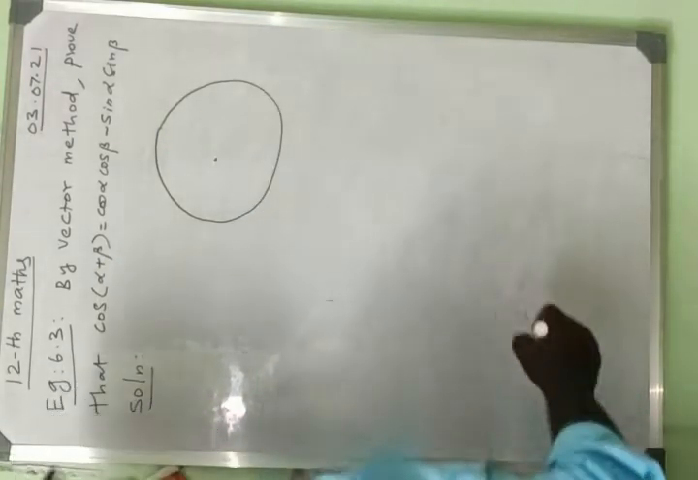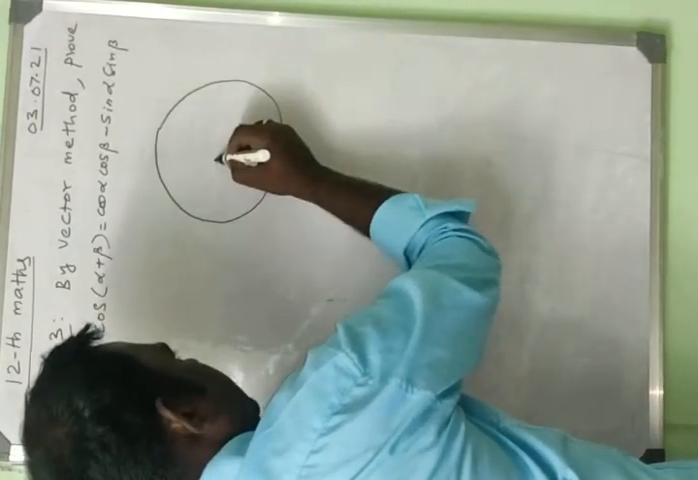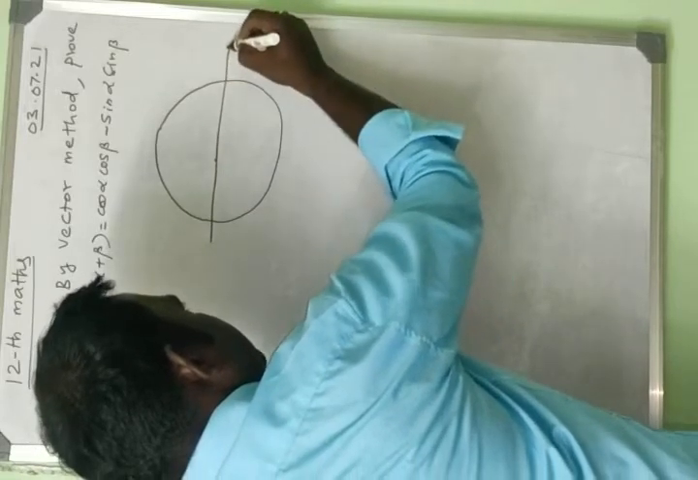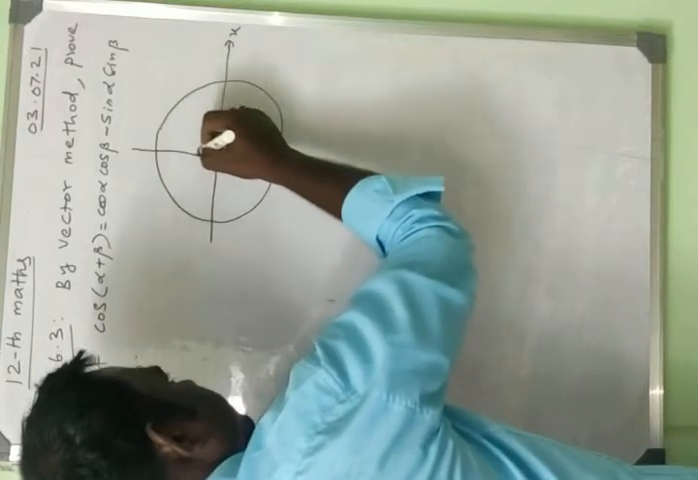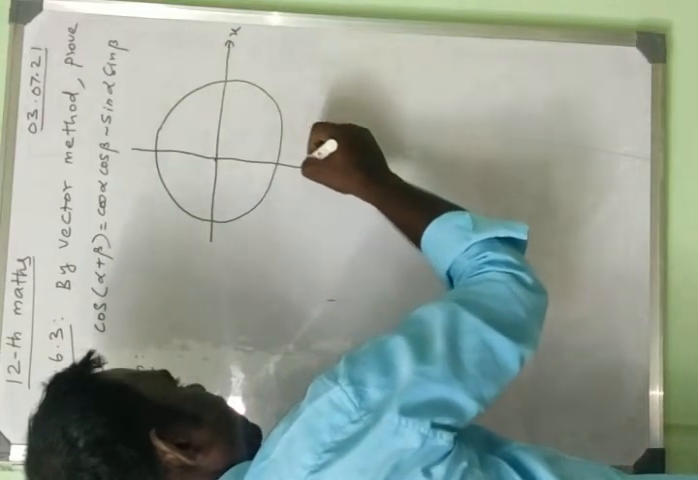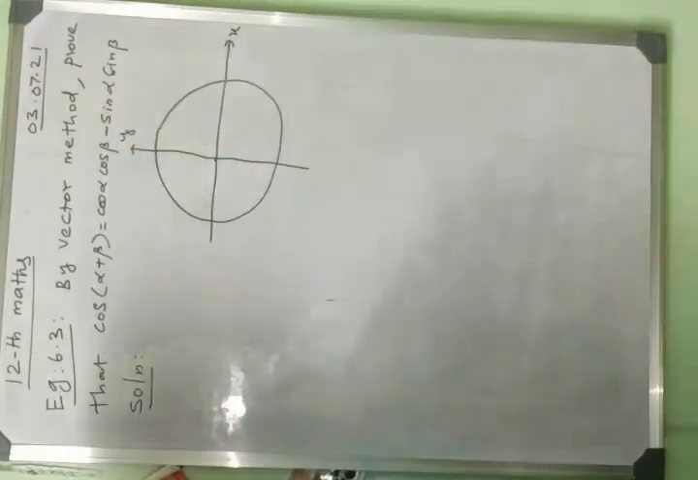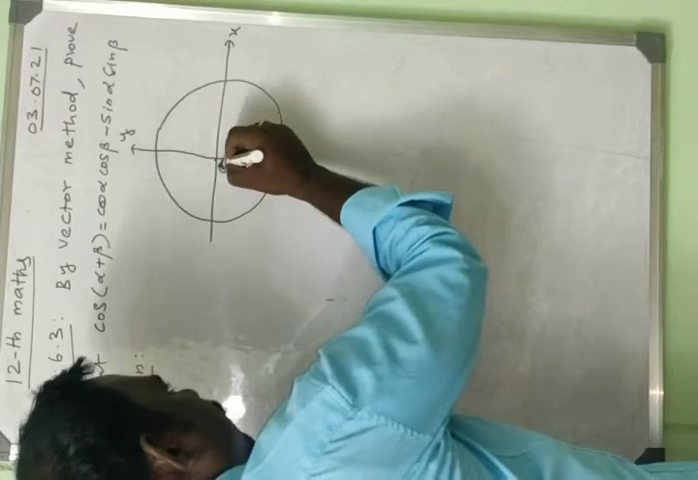Next, draw one horizontal line passing through the origin, this center. This is the x-axis. Next, draw the y-axis, drawn vertically. This is the y-axis. Clear? This is the origin, this is the center. We put origin O.